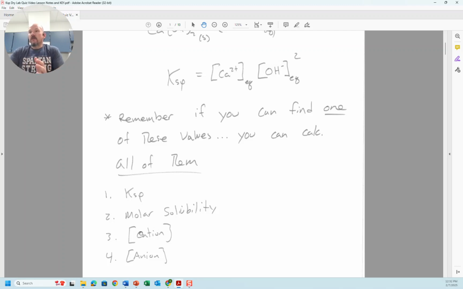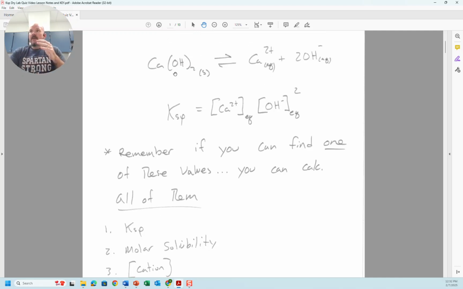If we could figure out the molarity of calcium at the point of saturation, then that would be the concentration of the cation. Or if we could use the lab data to figure out the molarity of hydroxide, right? So let's understand what this means. If I find the molar solubility, that's the molarity of this entire compound.